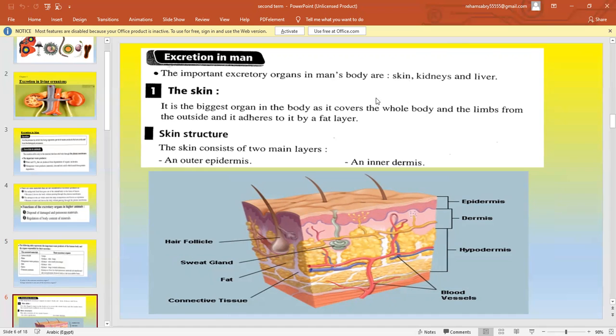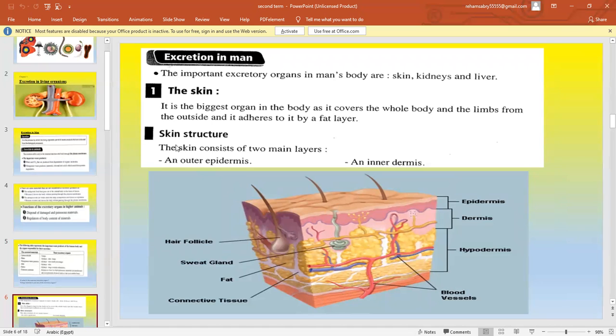The skin is the biggest organ in the body as it covers the whole body and the limbs from the outside, and it adheres to it by a fat layer. This skin, our skin, is very, very important. Why? Because first, it is the largest organ in our body. Why? Because it covers the whole body. Also, it adheres to the body with a fatty layer.